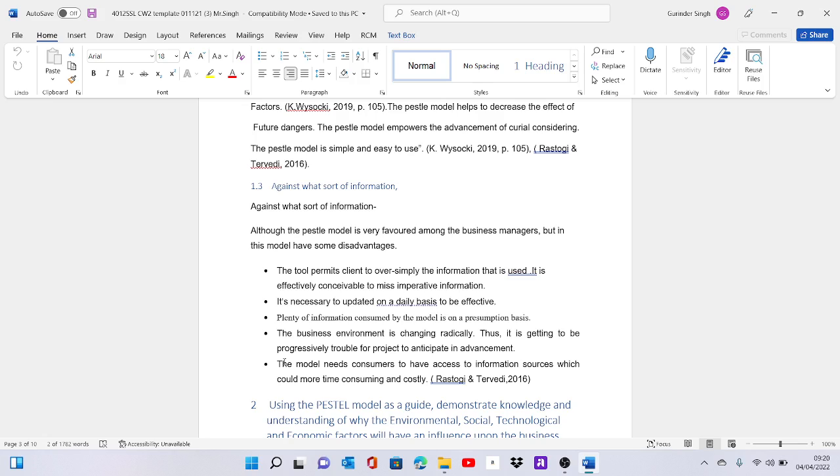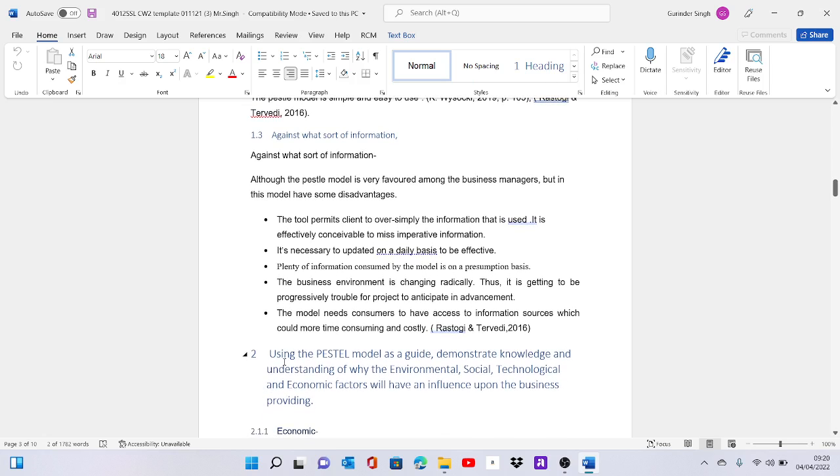Second, it is necessary to update the information on a daily basis. Plenty of the information consumed by the model is on a presumption basis. The business environment is changing radically, so it is getting progressively difficult for a project to anticipate developments. In this model, the user needs access to information sources, which could be more time consuming and costly.